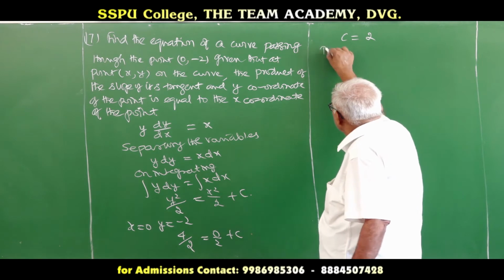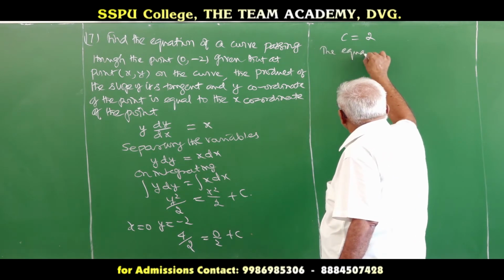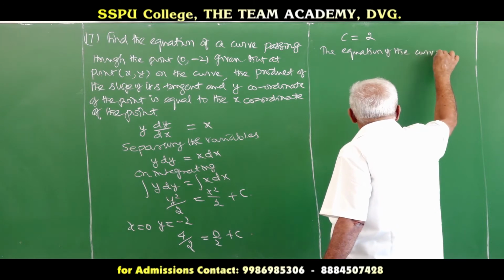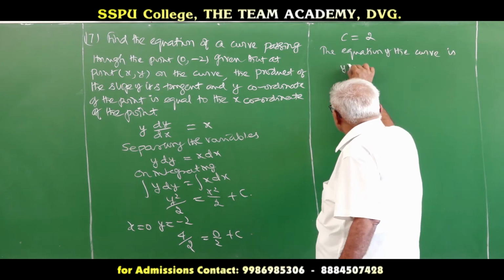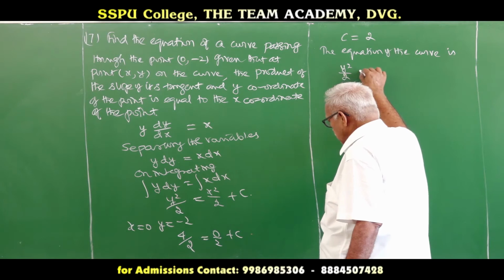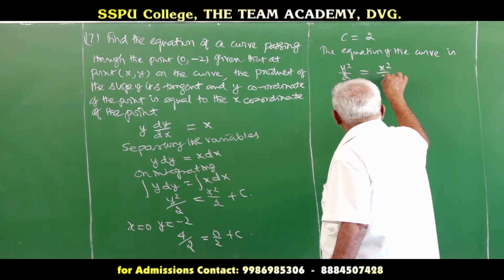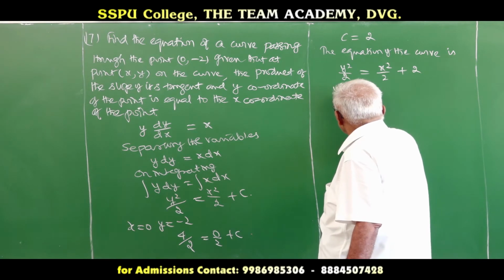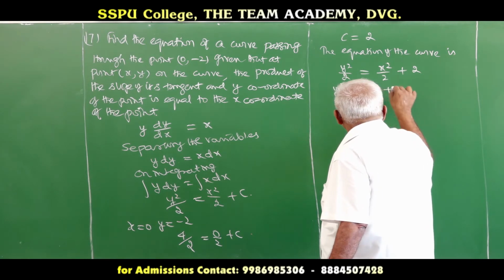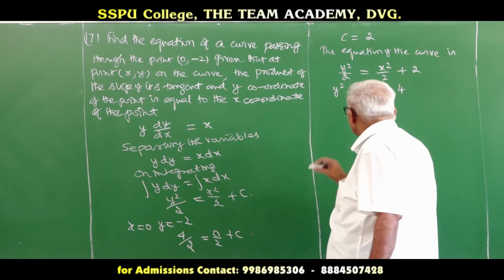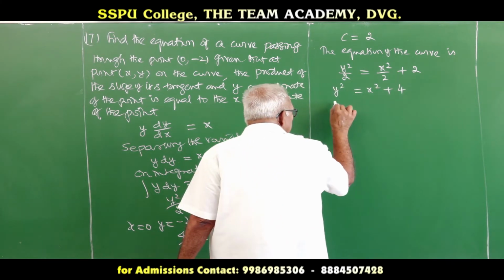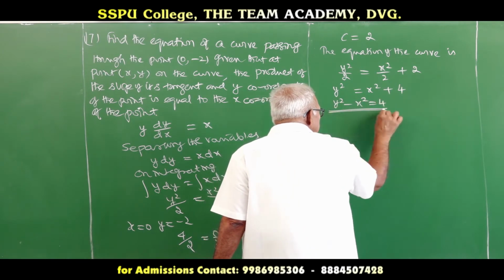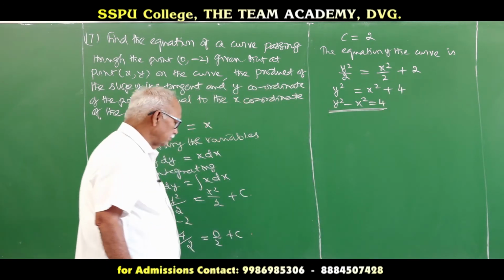Now, the equation of the curve is y square by 2 is equal to x square by 2 plus 2. So, if you multiply by 2, y square is equal to x square plus 4, or y square minus x square is equal to 4. This is the equation of the curve.